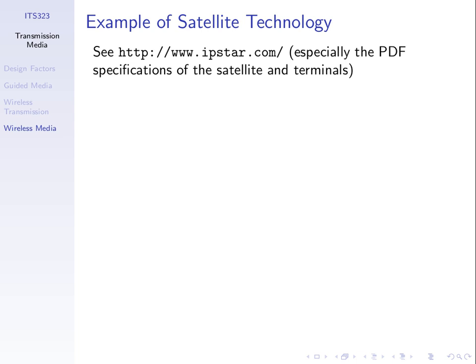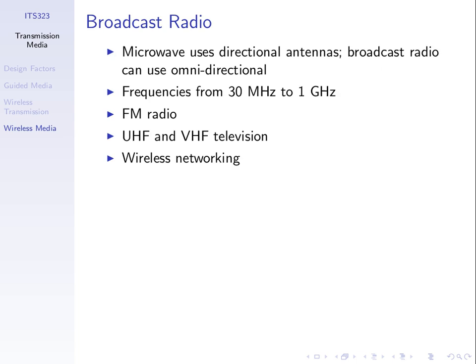Terrestrial microwave, satellite microwave. Another example that you see or you use on a regular basis, generally called broadcast radio. Things like FM radio, UHF, VHF, TV in some countries. Access points, laptops, Wi-Fi falls into this category, where we transmit in frequencies ranging from 30 megahertz up to several gigahertz, is generally classified as broadcast radio.